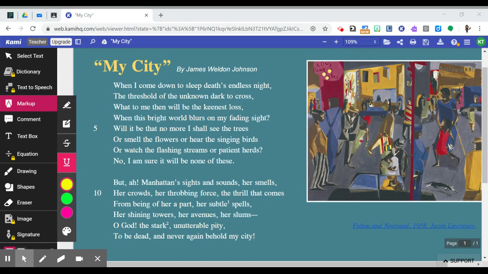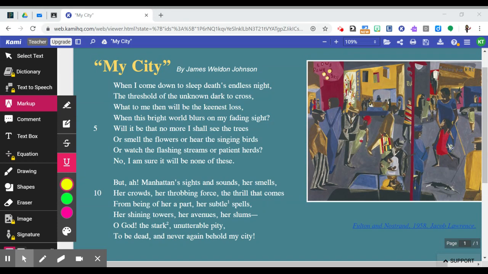But ah, Manhattan's sights and sounds, her smells, her crowds, her throbbing force, the thrill that comes from being of her a part, her subtle spells, her shining towers, her avenues, her slums. Oh God, the stark, unutterable pity to be dead and never again behold my city.